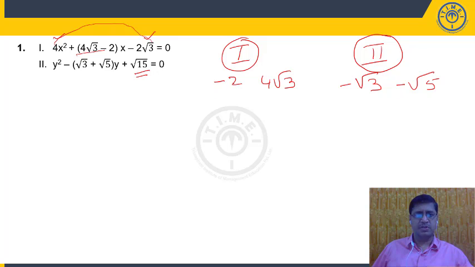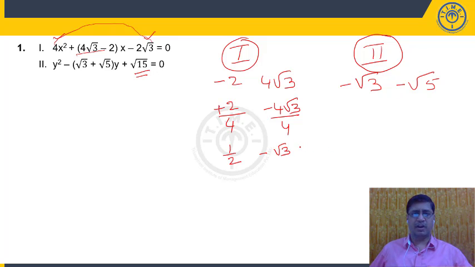What about the roots of the first quadratic equation? You need to divide these factors by the coefficient of x². So −2 by −2 becomes +2, the 2 by 4, and +4√3 by 4 becomes −√3. Now simplify this. The first one is 1/2 and the other is −√3. These are the roots of the first quadratic equation.